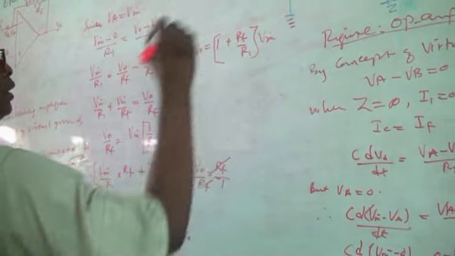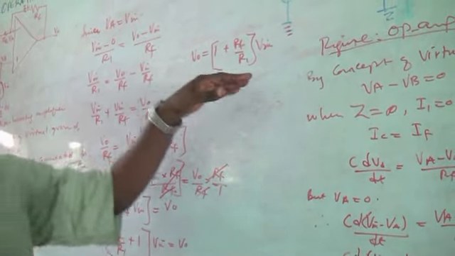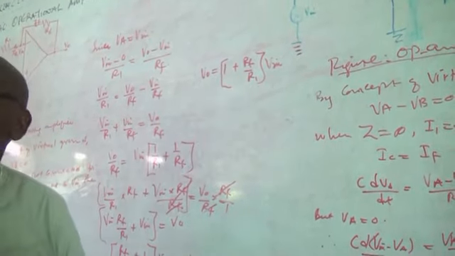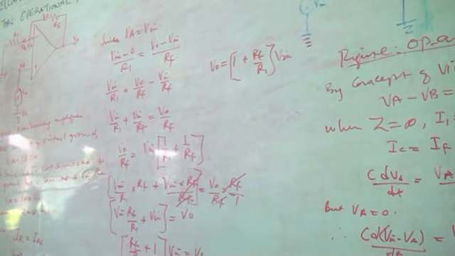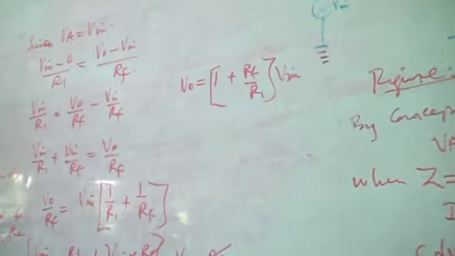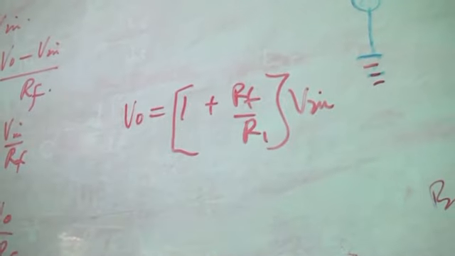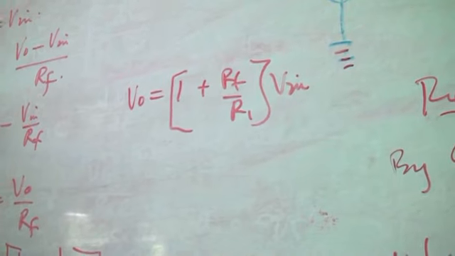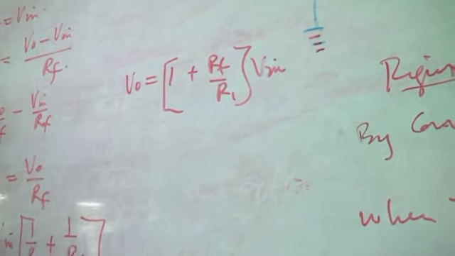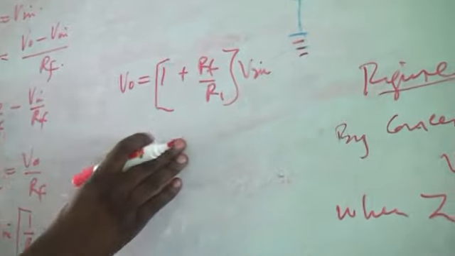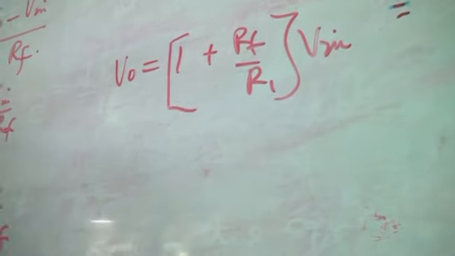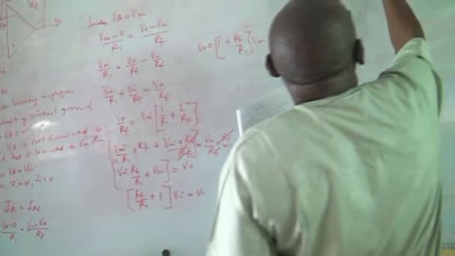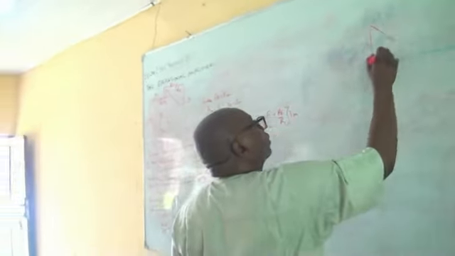by V in. If you look at the inverting, something was RF by R1. That is, the overall gain was what? RF over R1. But the non-inverting is 1 plus RF by R1. If you check, those of you who can be writing, you will notice that what I have written is true. So this is how you can determine the equation of an op-amp connected in a non-inverting mode.